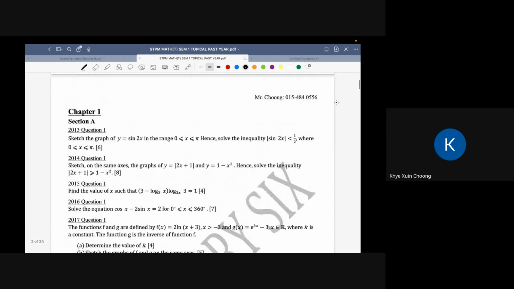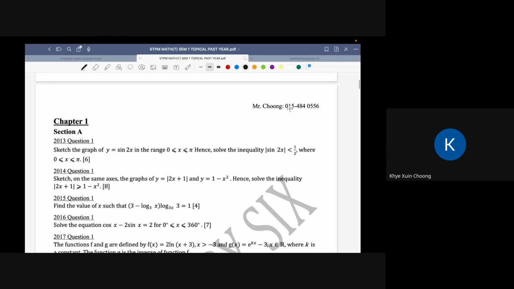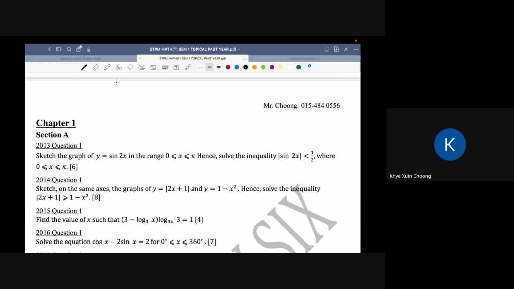Actually, I've sent you all these notes for the topical past year, right? I just noticed that the phone number over here, I wrote it wrongly. This should be 016. So just in case you want to contact me, you need to change this number, or else you contact someone else.